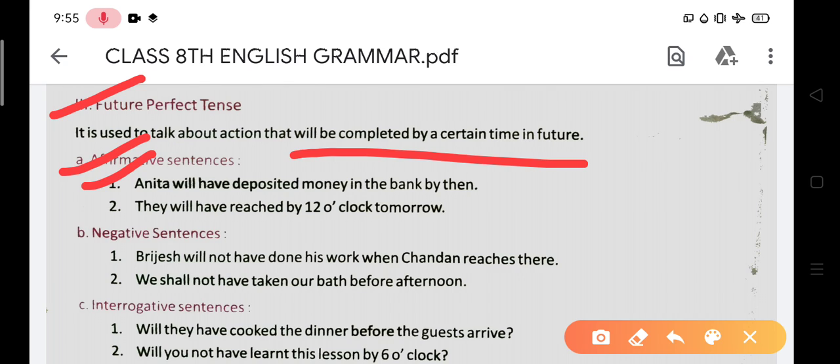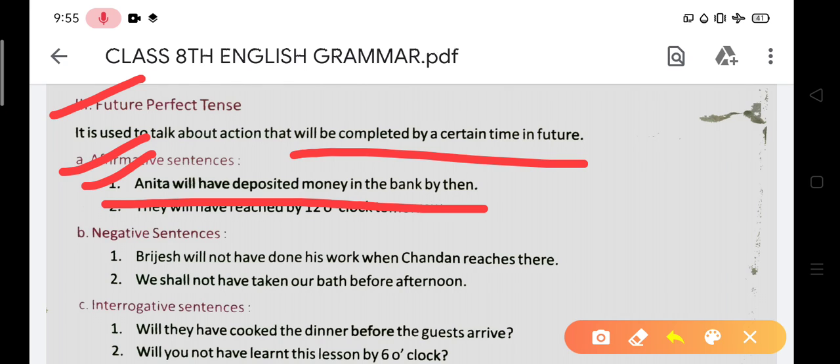When I describe the first sentence, you can see over here, Anita, very first with the affirmative sentences you will use subject, and after that will have. What is will have? You can say helping verb. So very first subject, after that helping verb. Anita is the subject, will have is the helping verb, and deposited is the main verb, money in the bank by then are all objects. So Anita will have deposited money in the bank by then.